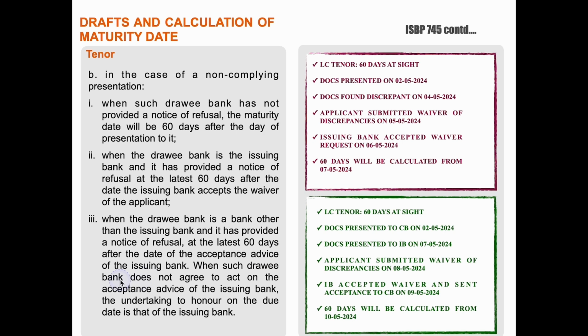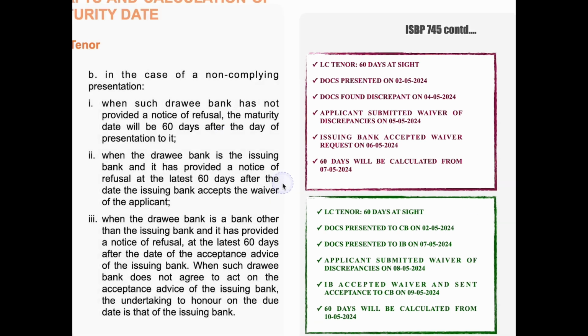But when such drawee bank does not agree to act on the acceptance advice of the issuing bank, the undertaking to honor on the due date is that of the issuing bank. Means, although the issuing bank has accepted the documents, the confirming bank or the nominated bank does not have any obligation, as we discussed previously, to make the payment. In such a case, who is responsible? Obviously, ultimately, the issuing bank has to make the payment on maturity date by considering the day from which it has accepted the waiver request from the applicant, as per this para, right? So hope this is clear, and remember you will get questions from this area, so pay more attention to this para.